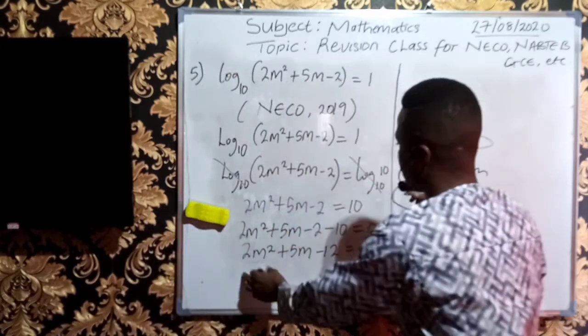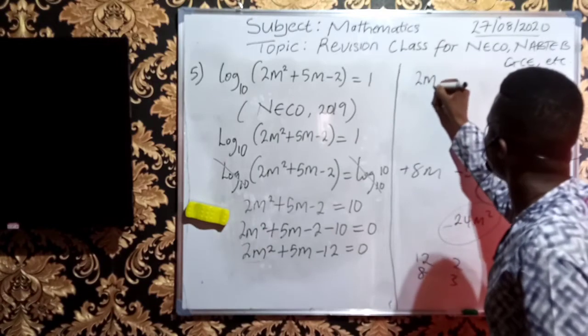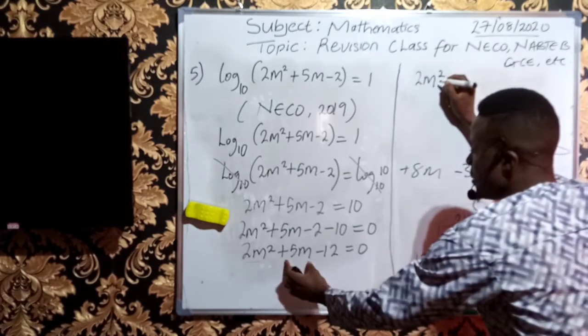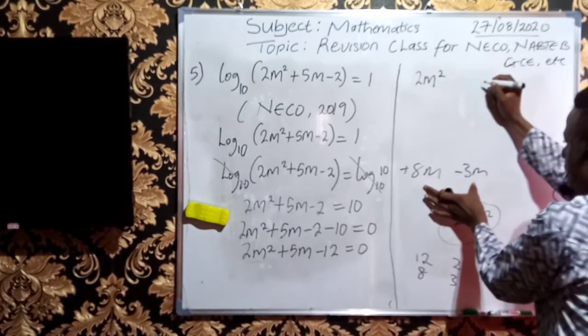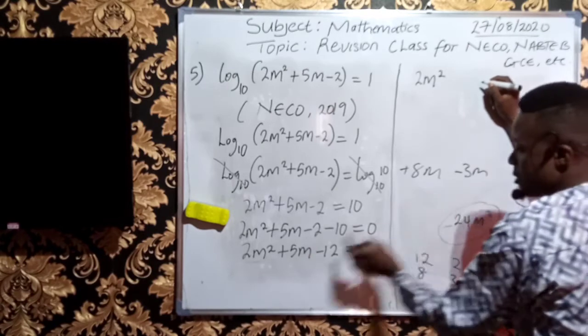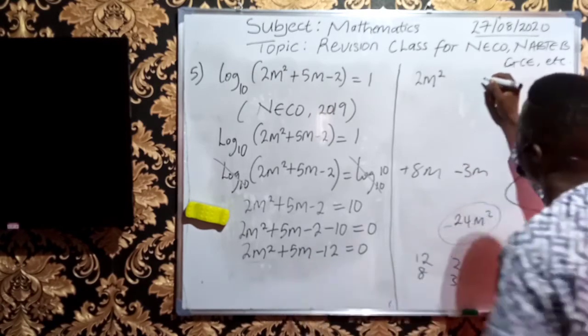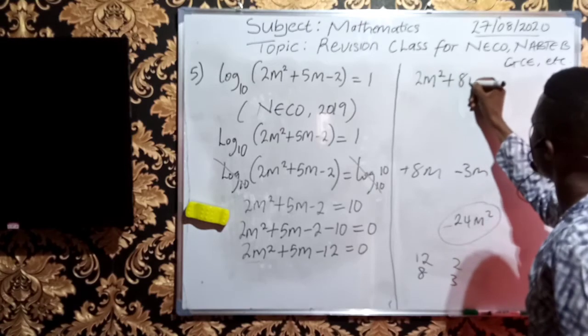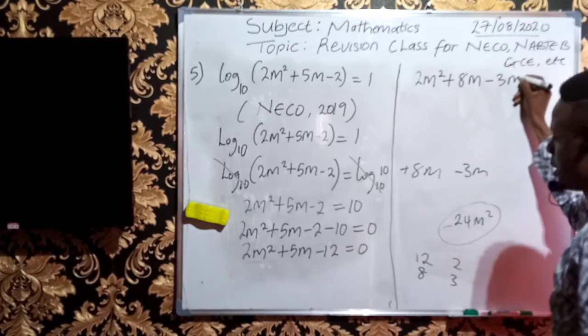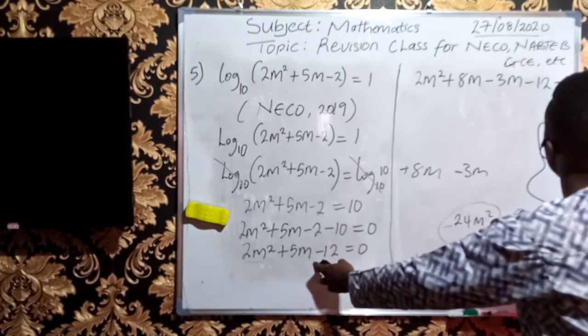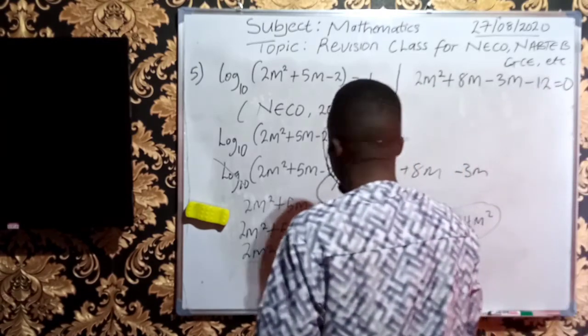Therefore, I can write that 2m squared, seeing this 5m, I will replace this 5m with 8m minus 3m, because 8m minus 3m will give me my 5m. So I write plus 8m minus 3m minus 12 equal to 0.